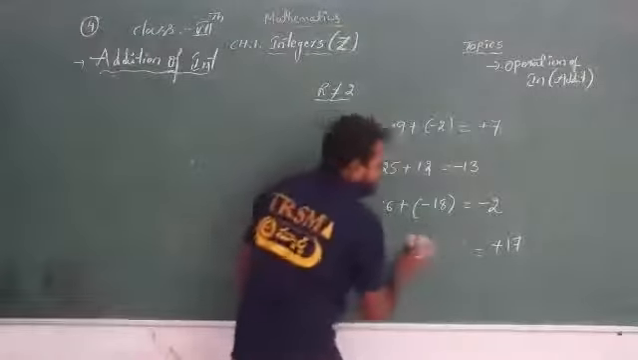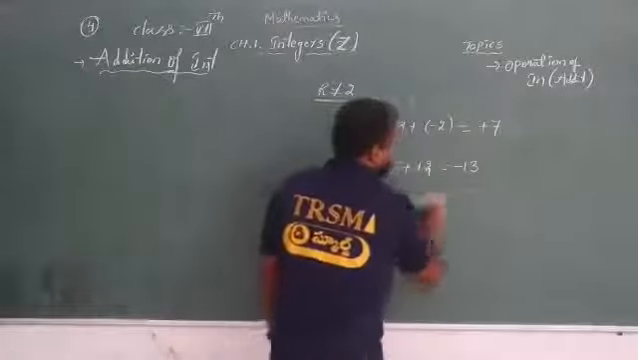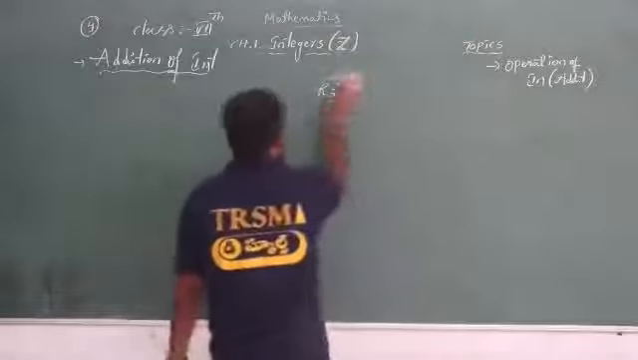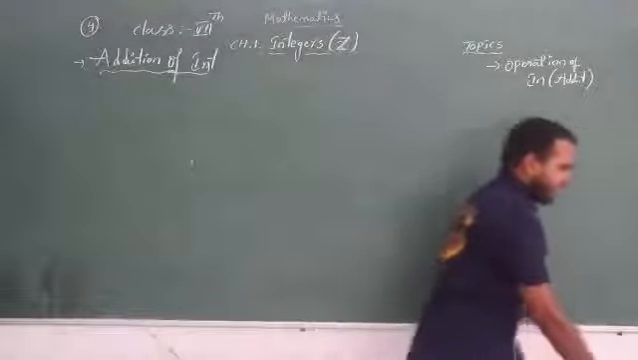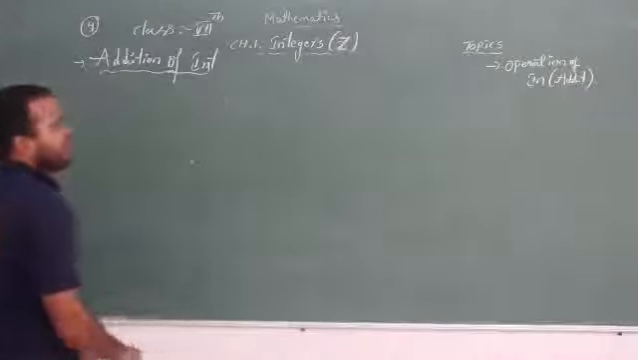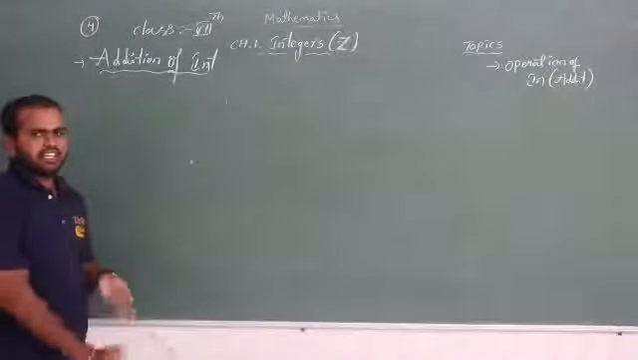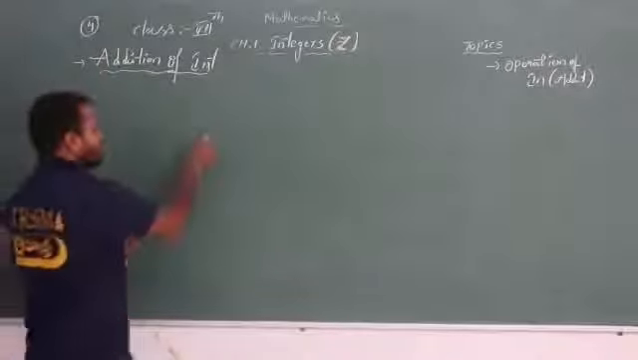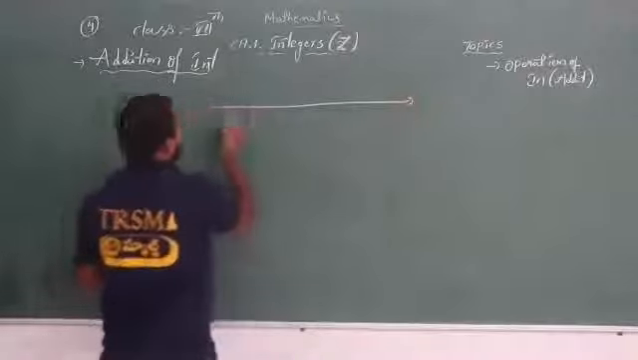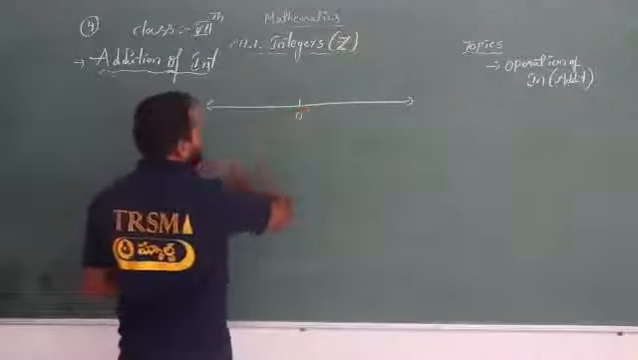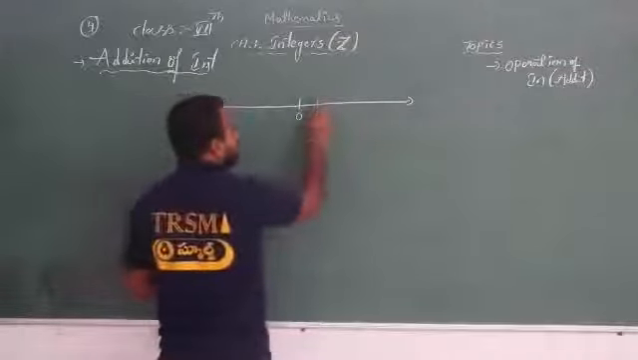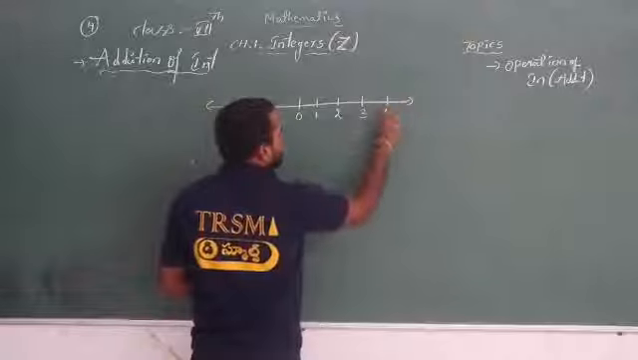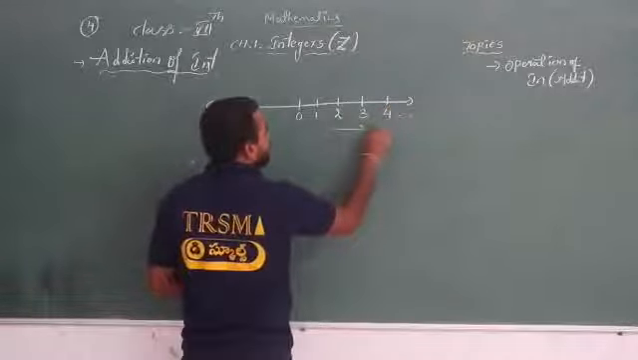To add the integers, we already know that on the number line, at the middle we have 0. To the right hand side of 0 we have the positive integers, and to the left hand side of 0 we have the negative integers. And 0 is neutral, it is in the middle. So this is a number line, exactly in the middle we have 0. To the right of 0, what do we have? All positive integers.